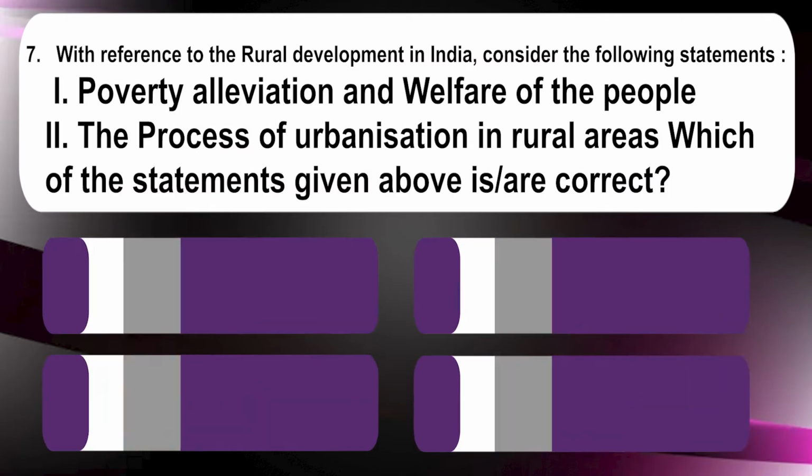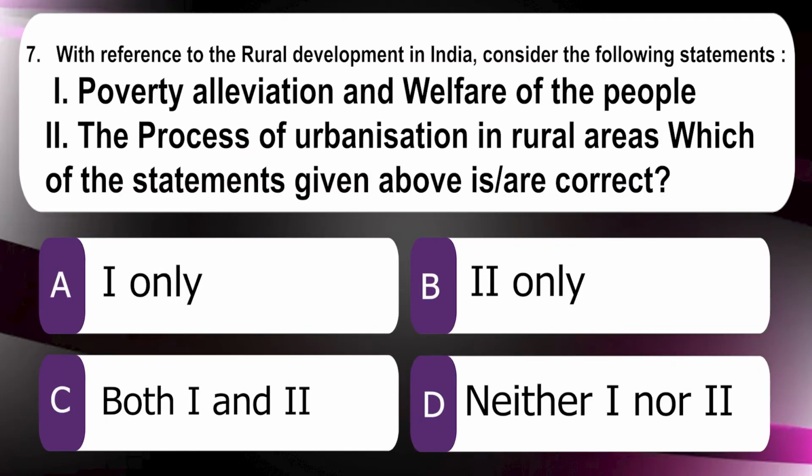Privatization. Seventh question. With reference to the rural development in India, consider the following statements. 1. Poverty alleviation and welfare of the people. 2. The process of urbanization in rural areas. Which of the statements given above is or are correct? A. 1 only, B. 2 only, C. both 1 and 2, D. neither 1 nor 2. The correct answer is A.